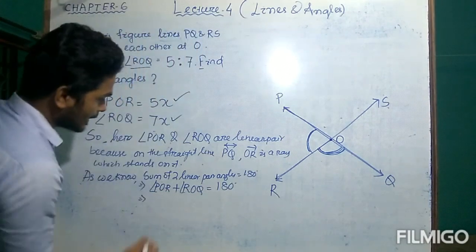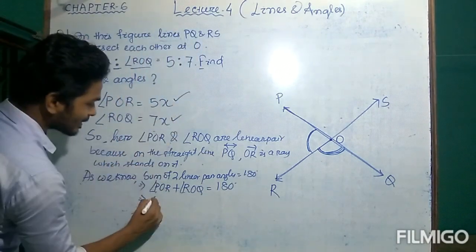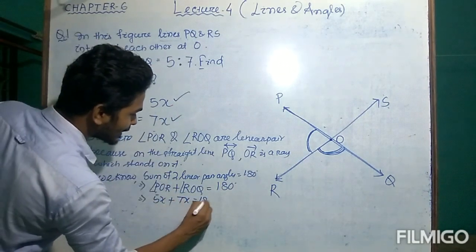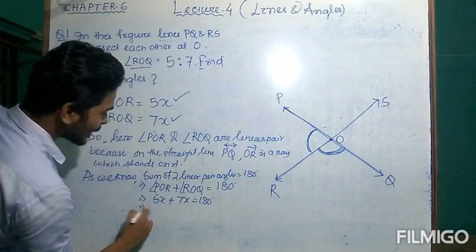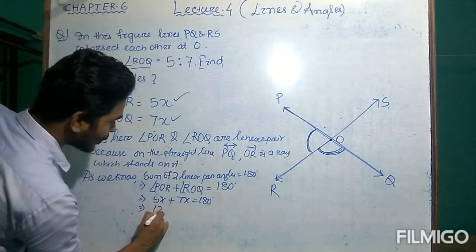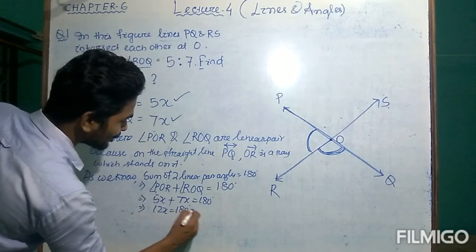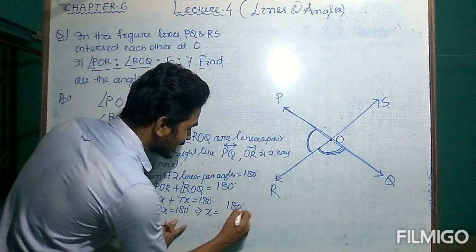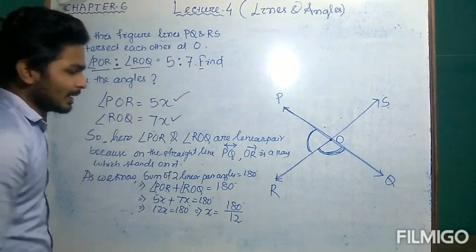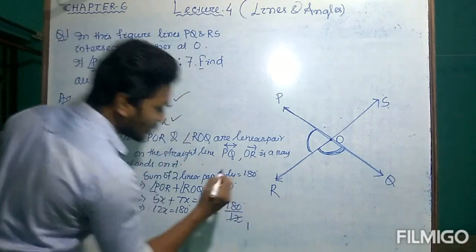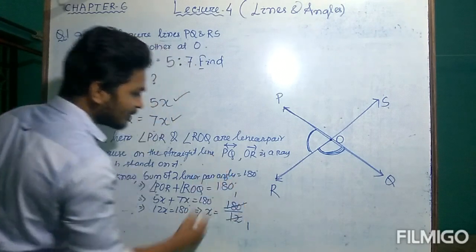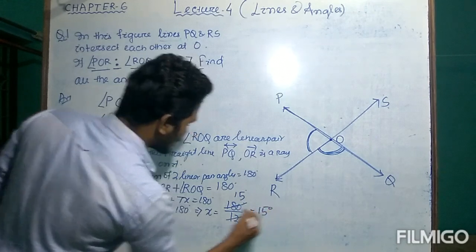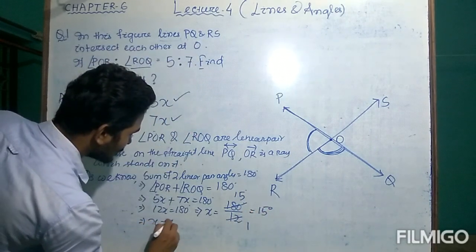Okay. Next, POR is 5x. So substitute its value. ROQ is 7x is equal to 180 degree. Okay. So you get 5x plus 7x. Now how much? 12x is equal to 180 degree. Hence, x can be found out. x is equal to 180 degree divided by 12. Now cancel it. 12 ones are 12. Here 12 ones are 12. 12 fives are 60. So you get x to be 15 degree. Hence, x is equal to 15.